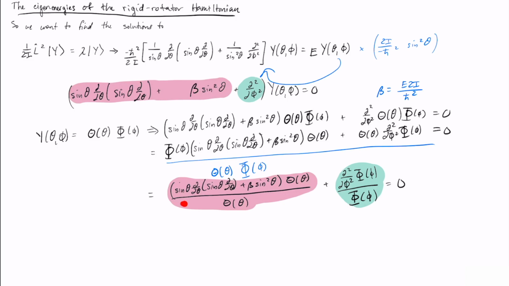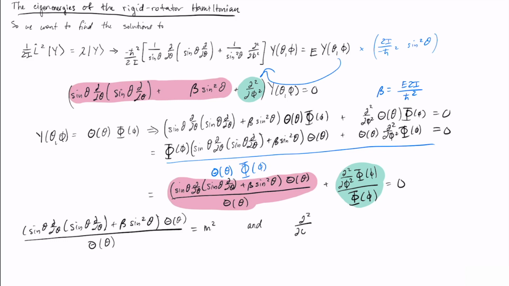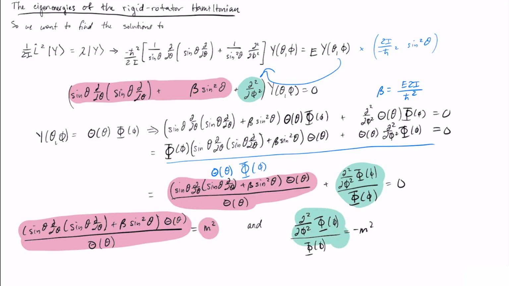So in other words, the only way that this can be true, that you can add up a function of theta and a function of phi and always get 0, is if this term on the left is equal to some constant we're going to call m squared, and the term on the right is equal to the negative of that constant, so minus m squared.